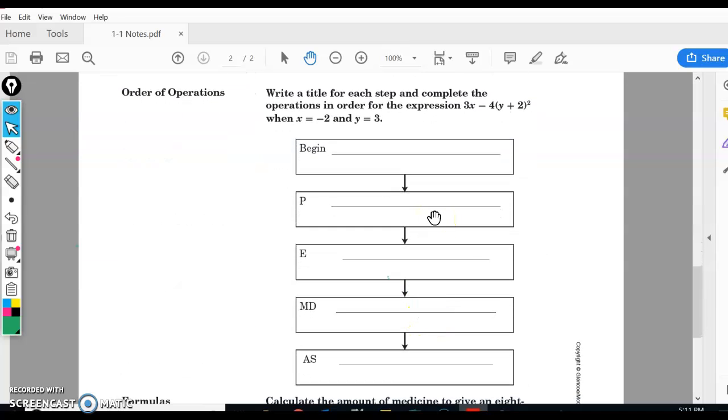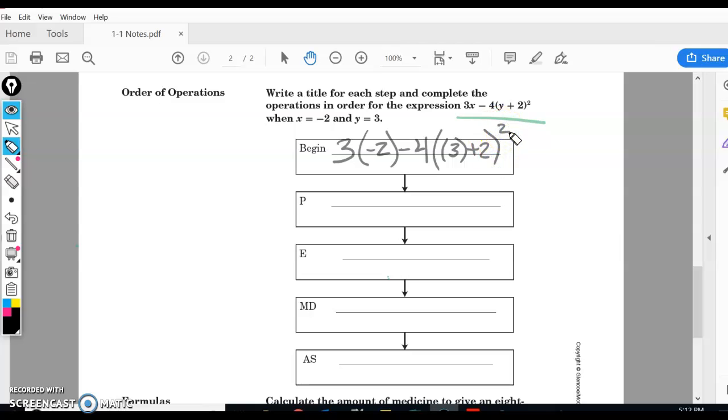What we have to do here is take the expression, because it doesn't have an equal sign, 3x minus 4 parenthesis y plus 2 parenthesis squared, when x is -2 and y is 3. This is called evaluating expressions, when you're substituting in a number for a variable. So when we begin, instead of writing the variable, we are going to write the number in parentheses, and have a double parenthesis here, plus 2, another parenthesis squared.